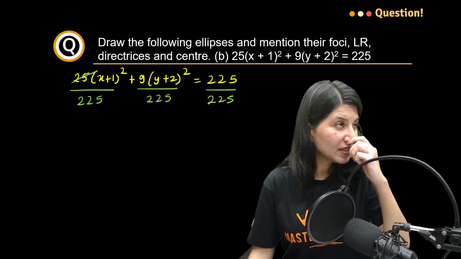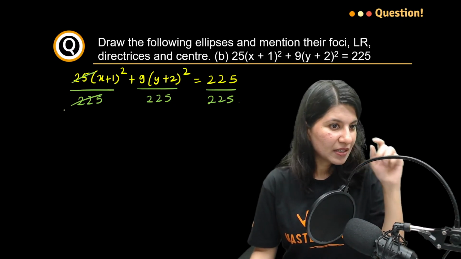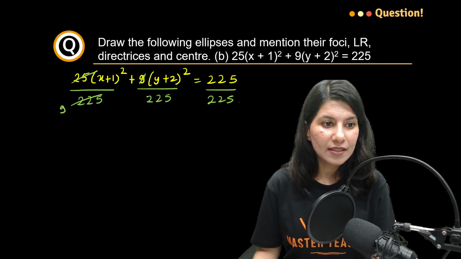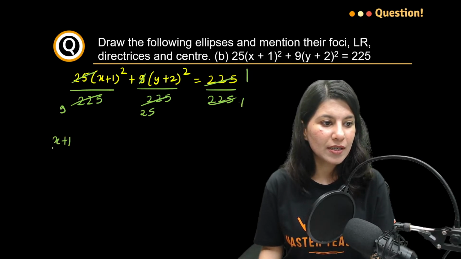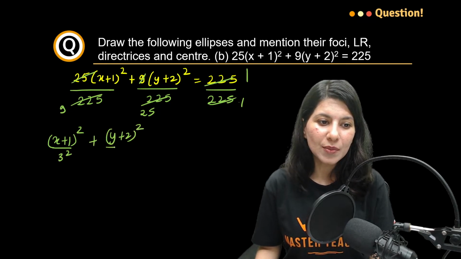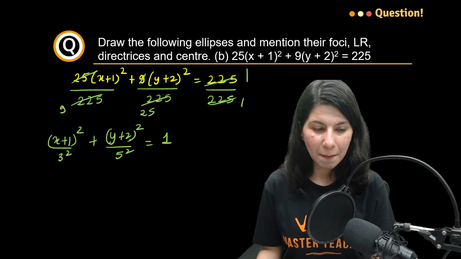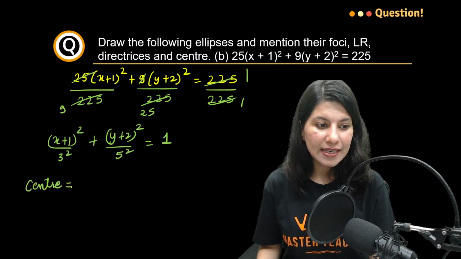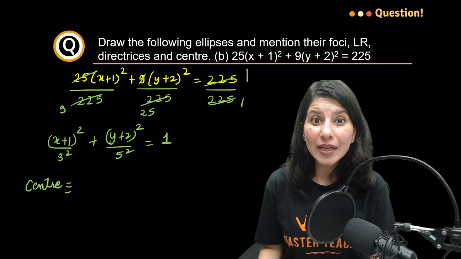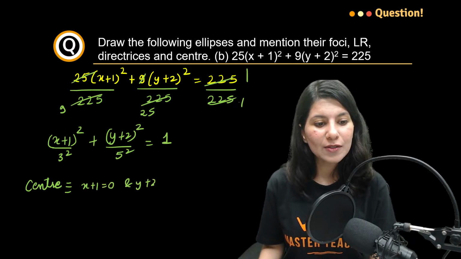So 25 divided by 225, no, this is your 9, then this is your 25, and this is your 1. So (x plus 1) whole square by 3 square plus (y plus 2) whole square by 5 square is equal to 1. This is your standard equation of the ellipse. Now, the center of the ellipse: x plus 1 equals 0 and y plus 2 equals 0 will give you the center.